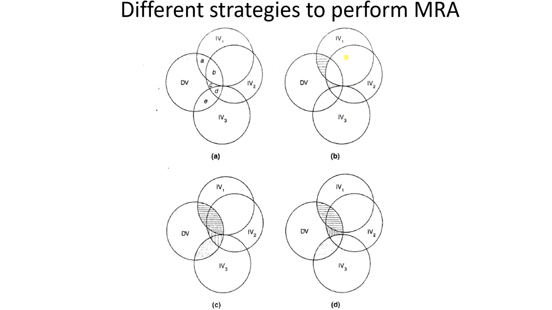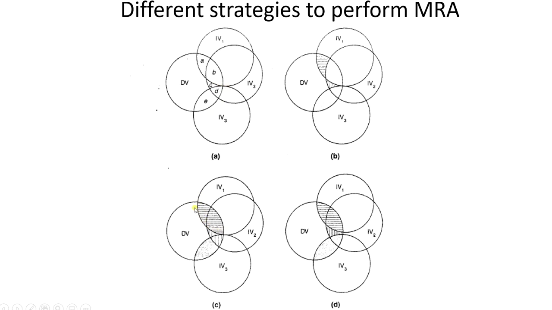But in another method, the statistical method, there are different methods. This method uses some statistical criteria. So suppose I enter first that variable which has the highest correlation. IV1 has A plus B variance explained. This has the highest correlation. So this was entered first.